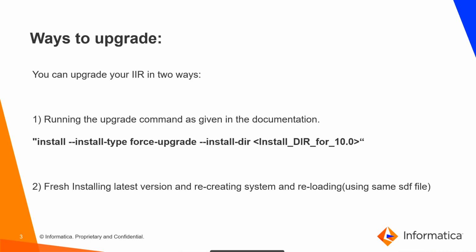So there are two ways to upgrade IIR to the higher version. First is running the force upgrade command followed by some parameters as given in the installation and configuration documentation. The next way is you can do the fresh installation, and then you can recreate the system and perform the load IDT using the same STF file. So out of these two ways, we suggest to do the fresh installation and recreate the system instead of running the upgrade command to upgrade the IIR version.